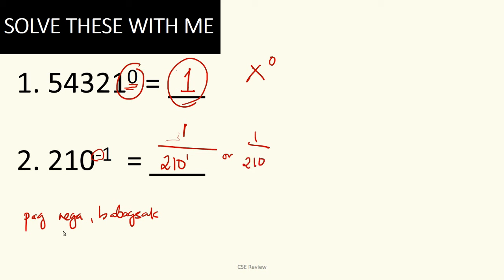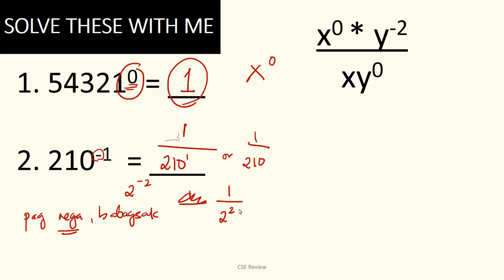Okay? Again, pag nega, babagsak. So, any number na negative, babagsak siya, magiging fraction siya. For example, kung kukuha tayo ng 2 raised to negative 2, that is going to be a fraction, then babagsak siya. So, 1 over 2 squared. Okay? That is something to remember. Ngayon, I'm going to ask you to try to solve this next question using all the things that you learned today in this snippet of the lesson. Okay? So, hit pause now. Try to answer that muna.